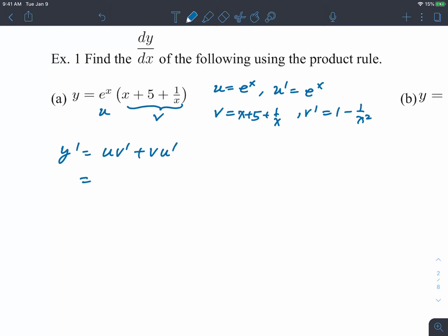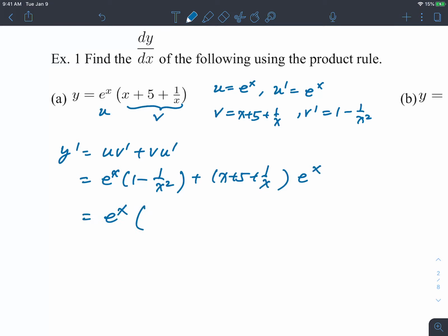So what we have, u is e to the x. The v prime is 1 minus 1 over x squared. And the v is x plus 5 plus 1 over x. And u prime is just e to the x, right? So when you see that, notice that the e to the x are both in the front and the back side. So I'm going to just factor that out.